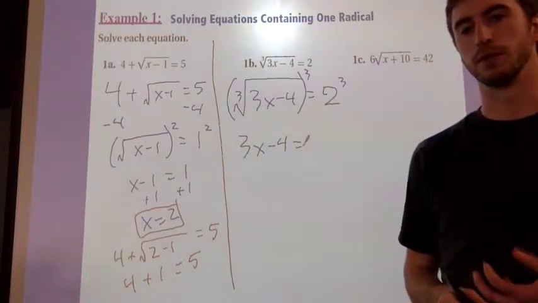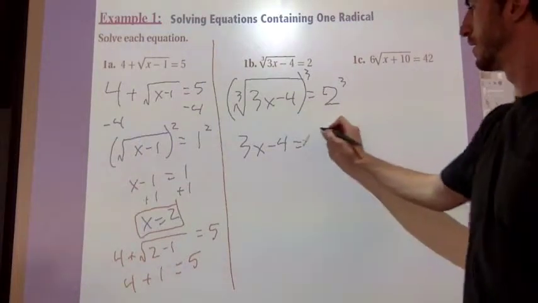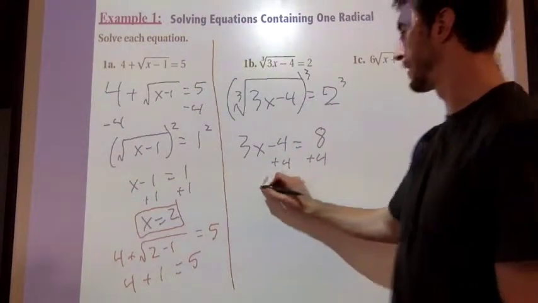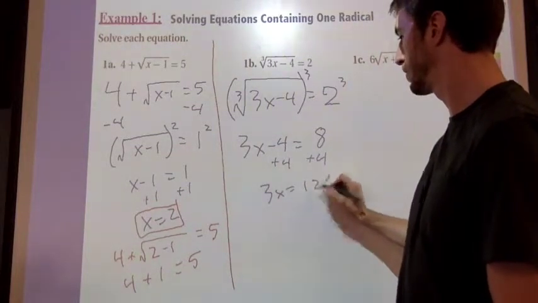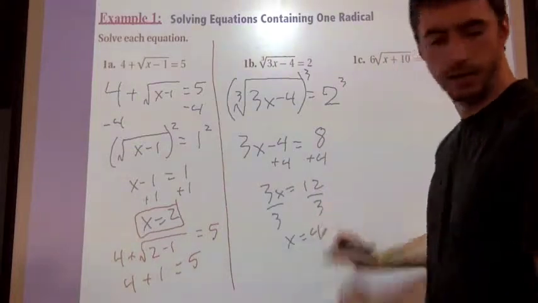What's 2 cubed? 2 times 2 is 4. 4 times 2 is 8. So we get 8. Now I'm going to add 4 to both sides. We have 3x equals 12. Divide both sides by 3. And we have x equals 4.